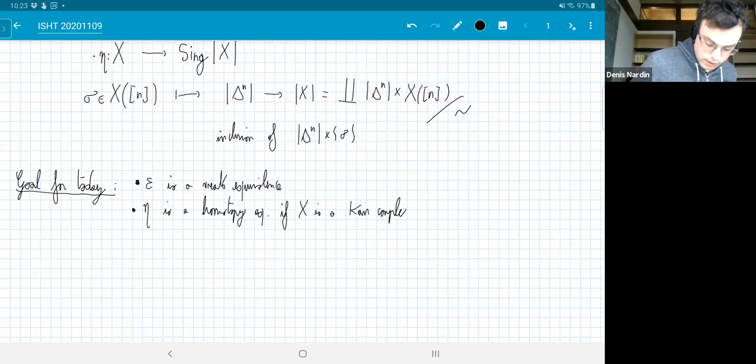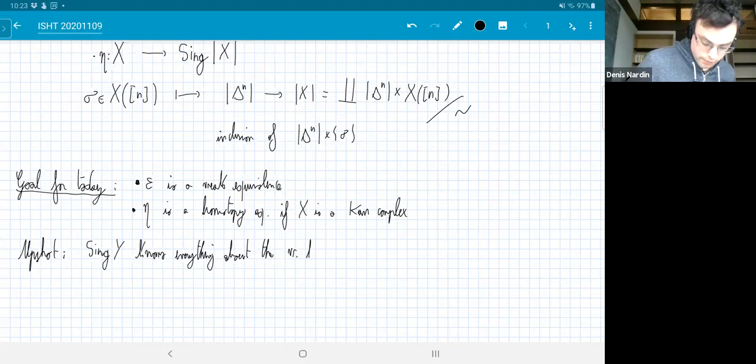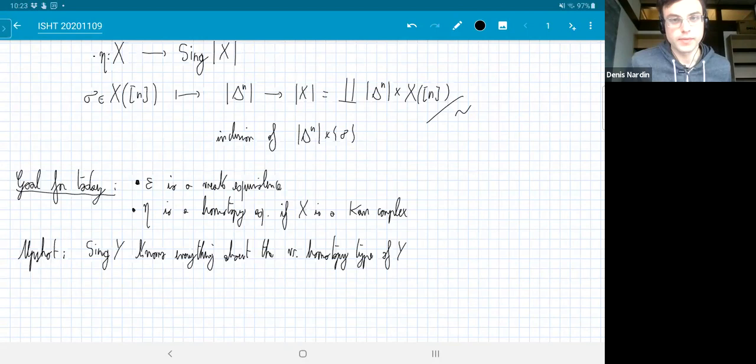So the upshot, which is pretty much the main reason why I'm doing this very quick introduction to simplicial homotopy theory, is that Sing Y knows everything about the weak homotopy type of Y. And in fact, I will often refer to Sing Y as the weak homotopy type of Y, because it contains all the information up to homotopy equivalence. That's just to tell you where we're going.